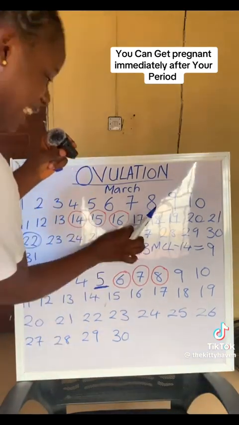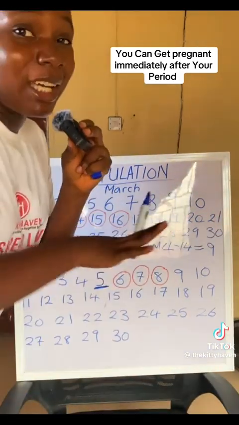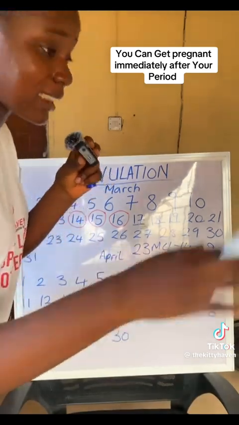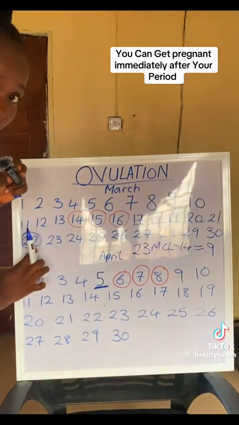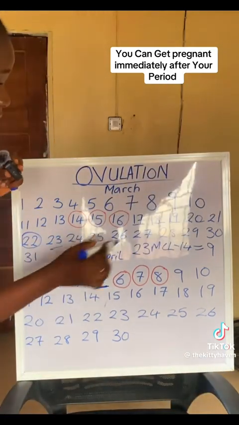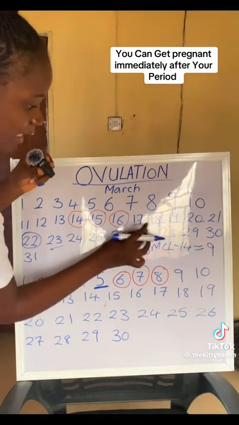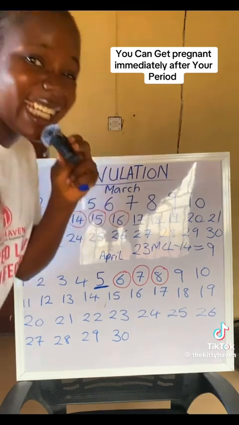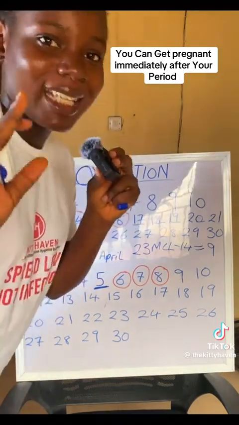Can you see that it is immediately after her period that she's ovulating? She's in a fertile window already, which means she can get pregnant. Her peak day is 22. But counting 5 days before that peak day and a day after, which is 23, the 5th day before our peak day falls on the 17th, which is the day after our period, the next day immediately after our period.